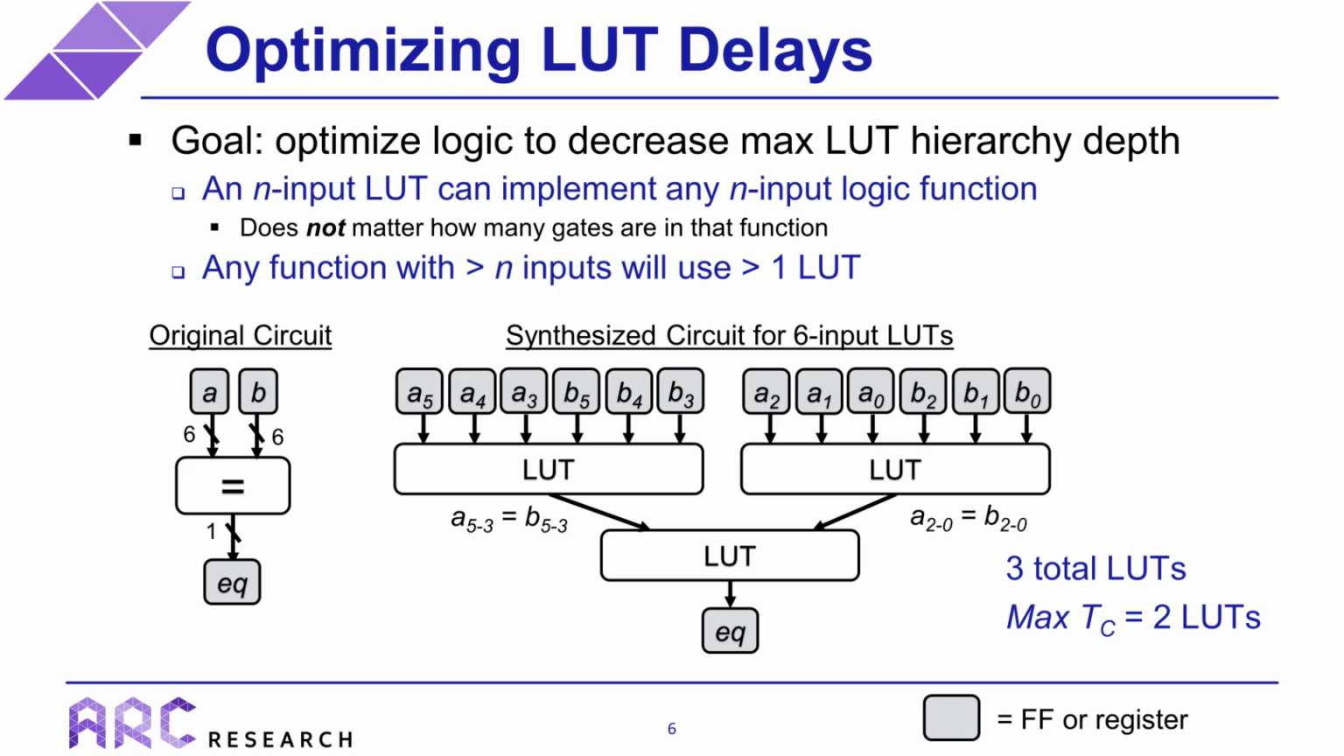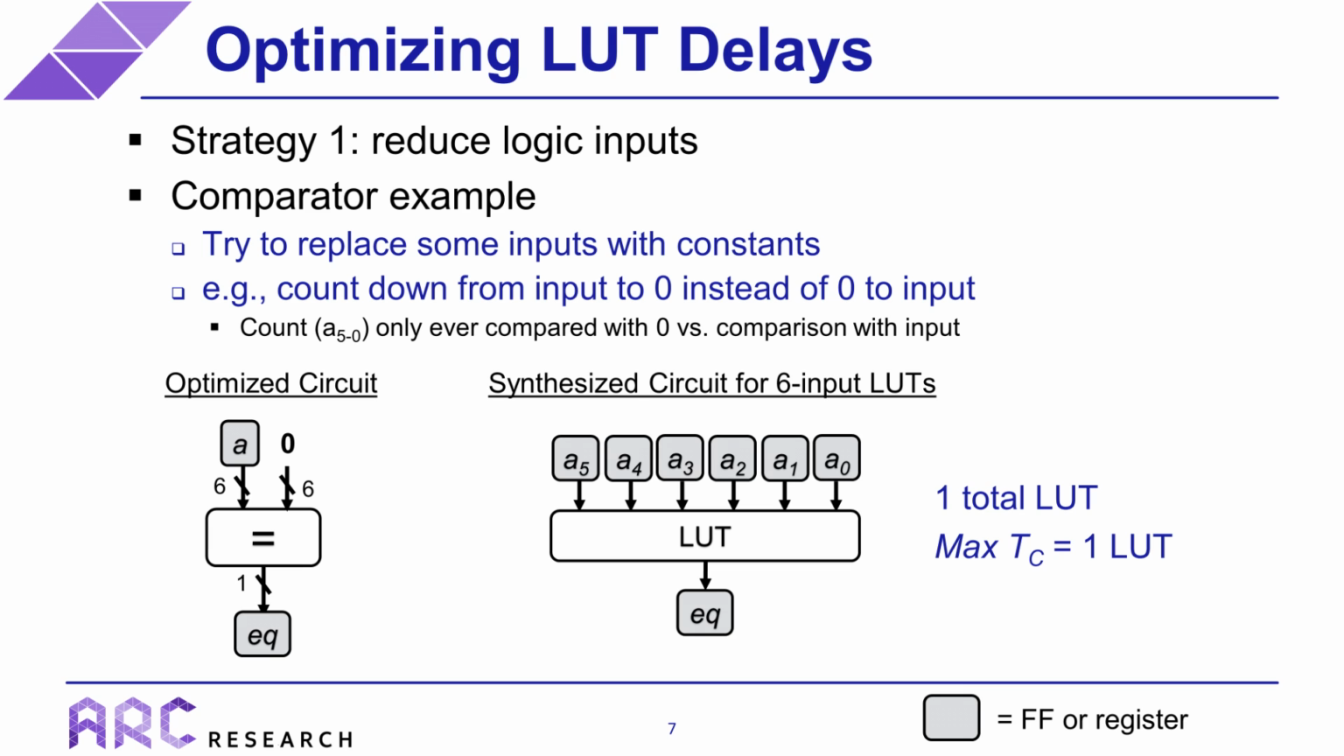Synthesis would then use another lookup table to compare the lower 3 bits of A and B, again, to give us a total of 6 inputs. And then the synthesis tool would use a third lookup table that compares the output of each of the previous 2 lookup tables to create the output of the comparator. So this implementation requires 3 total lookup tables for the combinational logic. But more importantly, for timing optimization, it creates a maximum cell delay through 2 lookup tables between the flip-flops, which could potentially cause a timing problem. So we want to see if we can reduce that maximum cell delay from 2 lookup tables down to 1 lookup table.